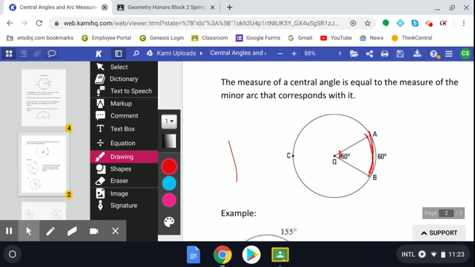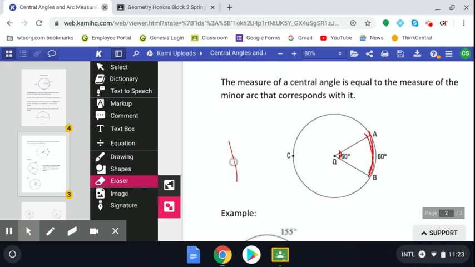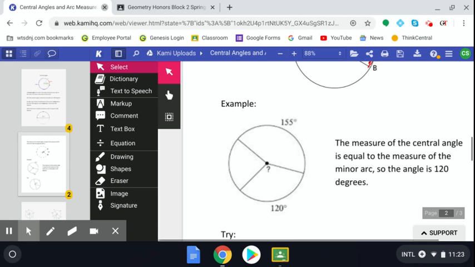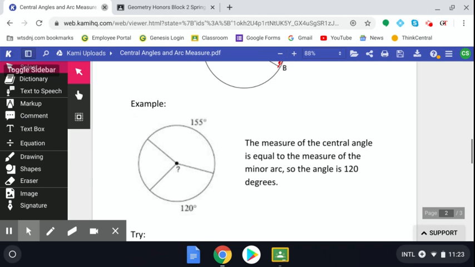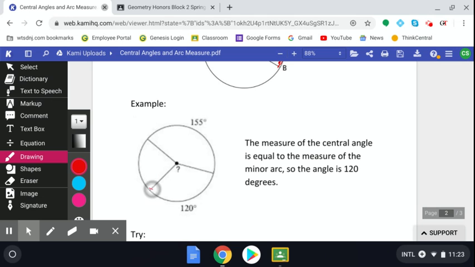So here's an example for you. It says there, the measure of the central angle is equal to the measure of the minor arc. So the angle is 120 degrees. So if you find that the measure of this arc here is 120, then this has to be 120 degrees as well. It's always the same degree measure.